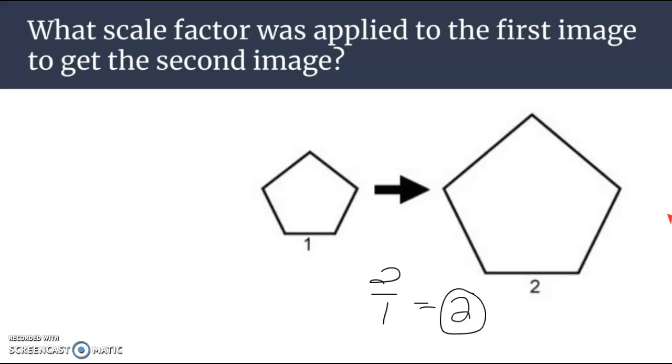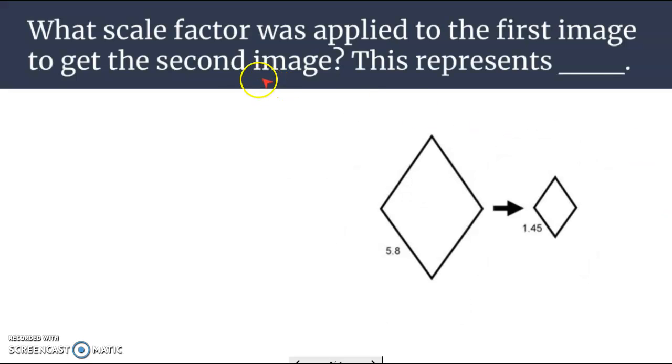Okay, so these first two examples have been enlargements. Let's look at a reduction. Here's a reduction. What scale factor was applied to the first image to get the second image? This represents a reduction, by the way. Go ahead and write that in here real quick. Reduction meaning the size was reduced. It got smaller. And we want to find out by exactly how much.